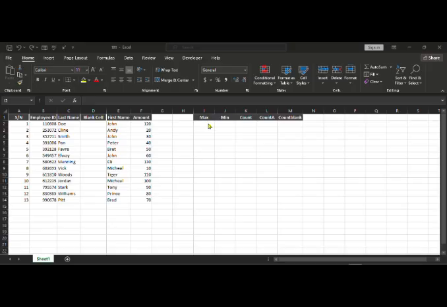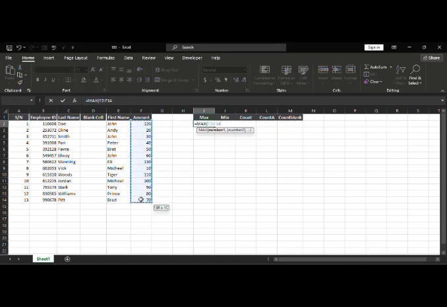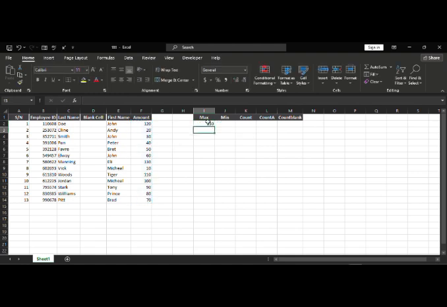MAX is used to get the highest value within a range of numbers. MAX. We have 130 as the highest value within the range of numbers.